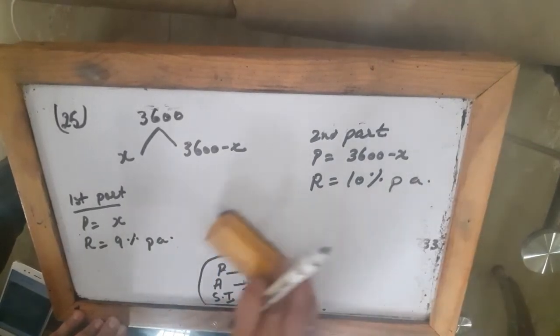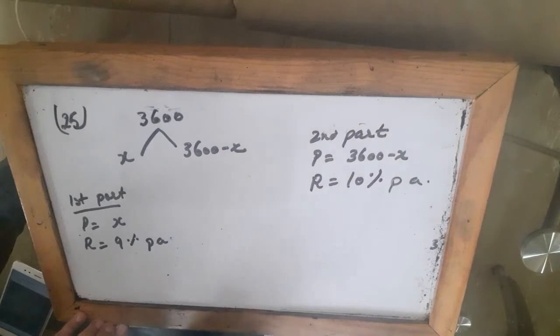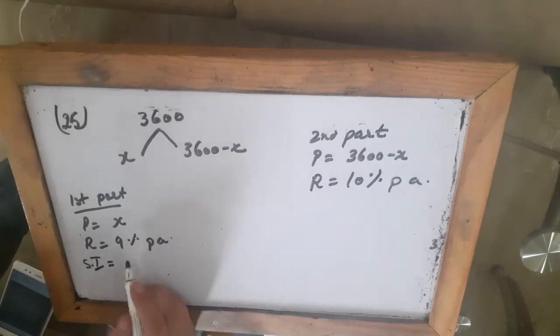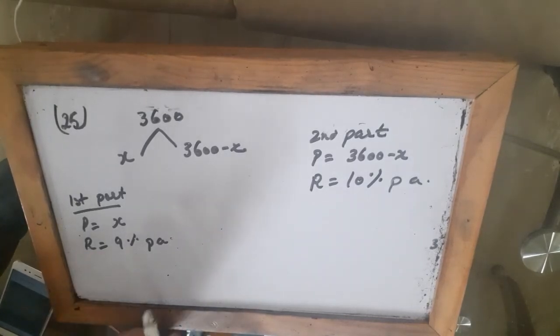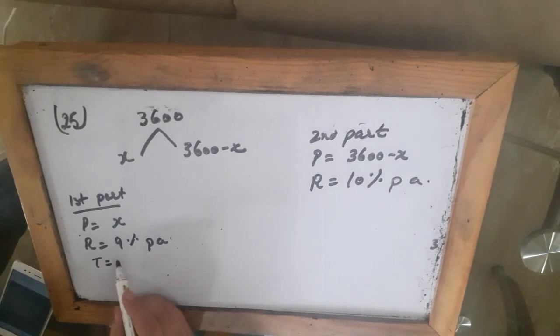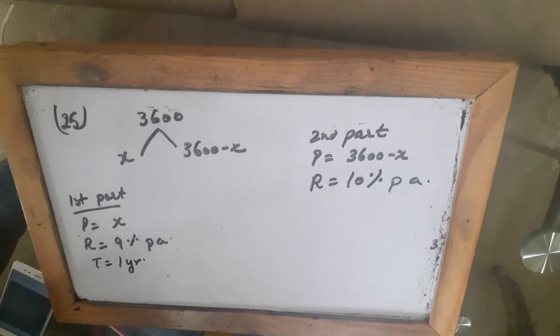So let's see how to solve this. Again, as we did in the 24th question, I will find out the simple interest for this. It will be in terms of x because my principal is in x. Now what about time? Time is not given. They have not said 2 years or 3 years or 4 years, but when they say 9% per annum, it means the time is 1 year. Per annum means annually, of 1 year.